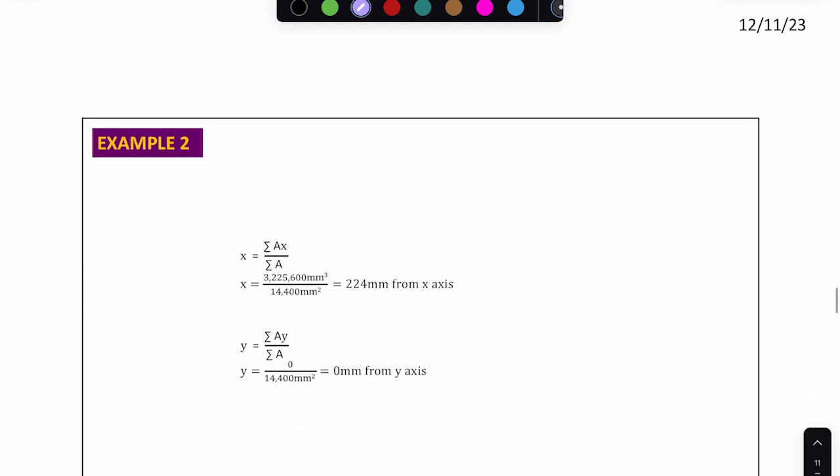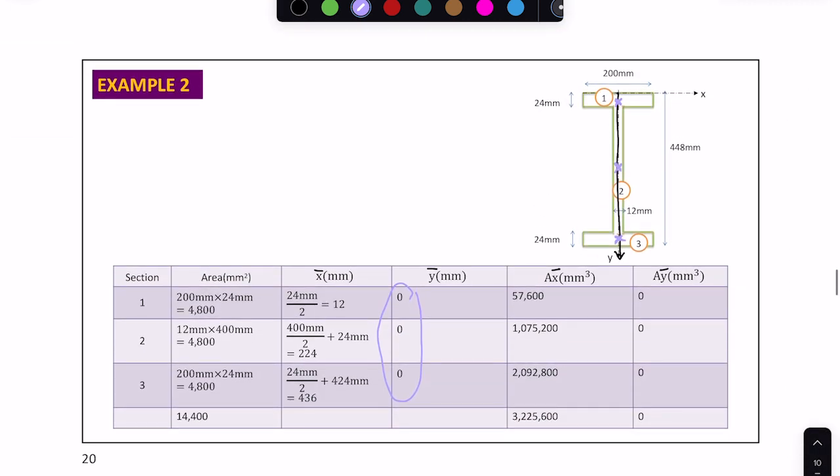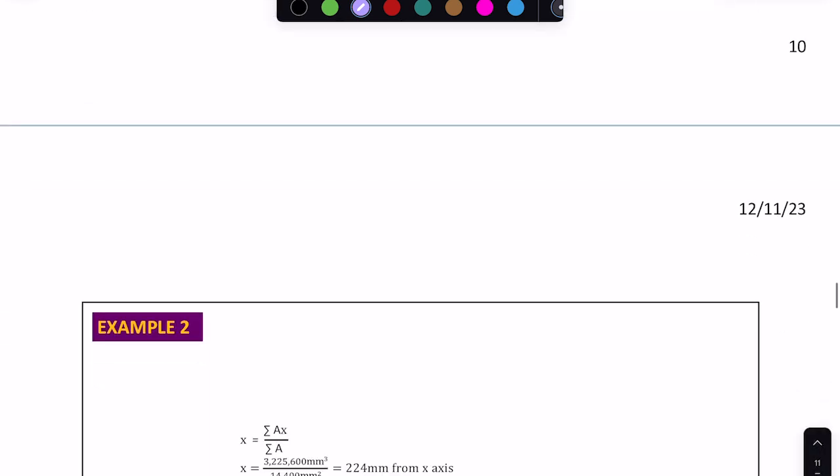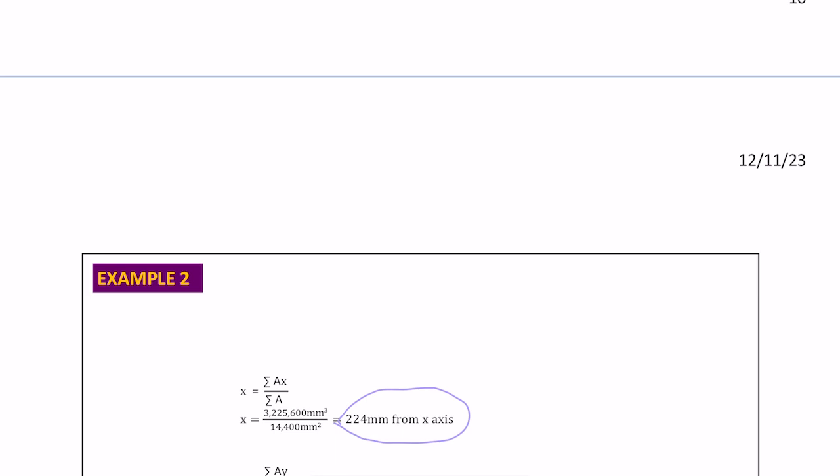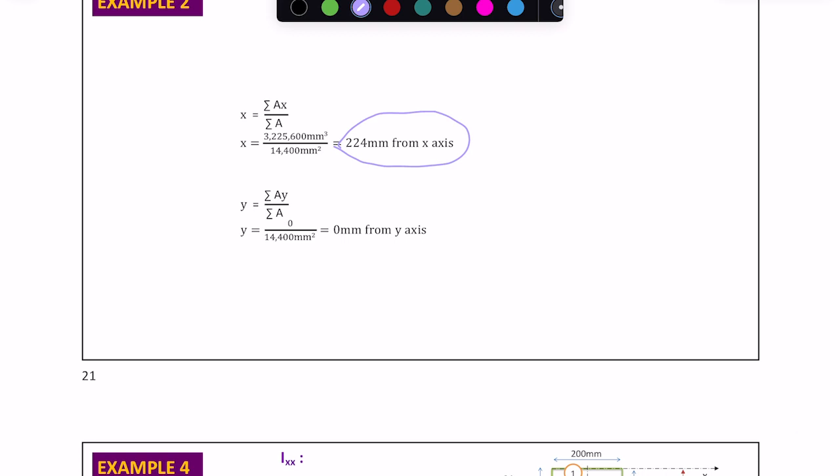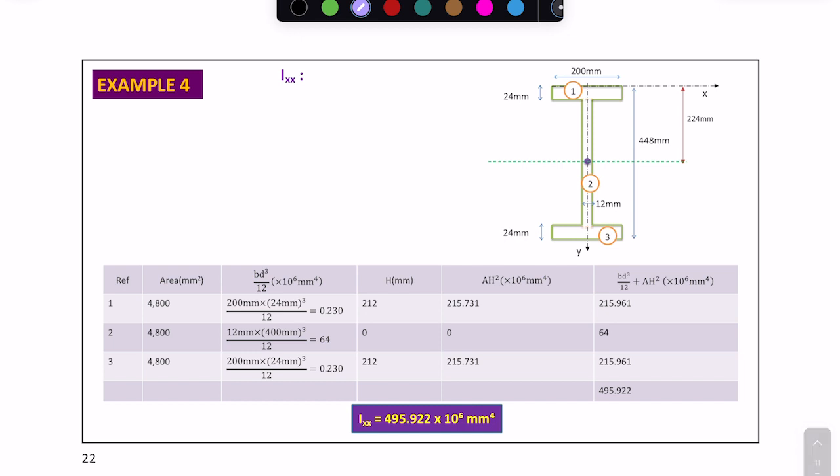And when you calculate for x bar, you will actually get the centroid right here. If you look at the calculation, the distance is 224 mm, which is exactly half of the girder's height. And for y bar, there is no distance going to the y-axis, zero, because it is exactly on the same line as the y-axis.